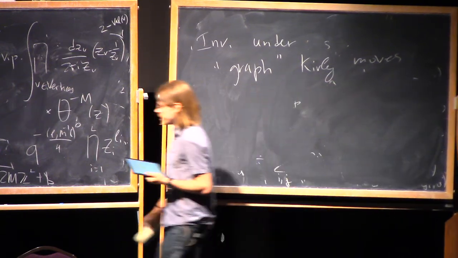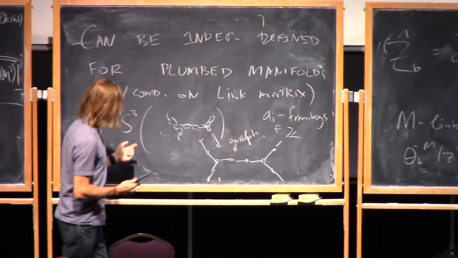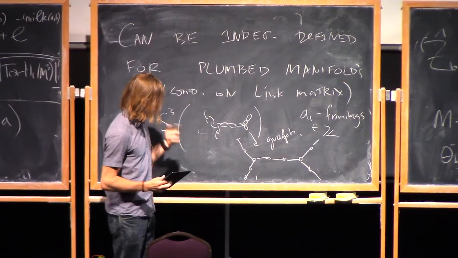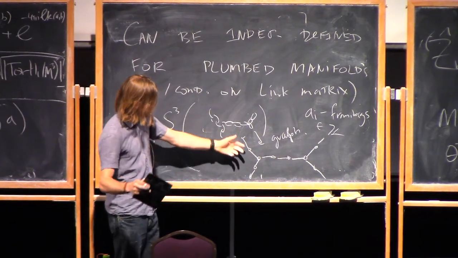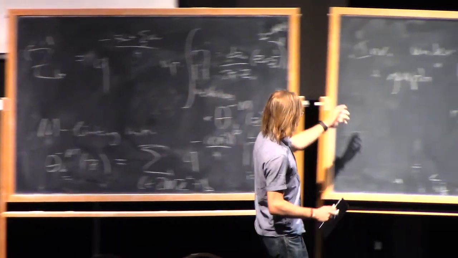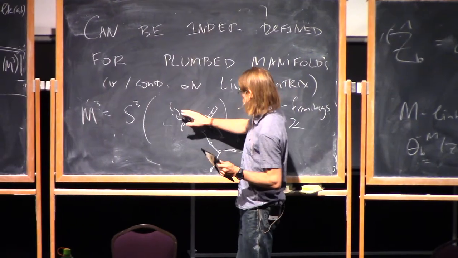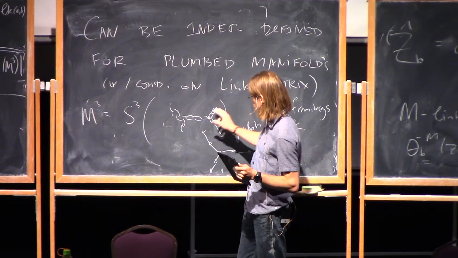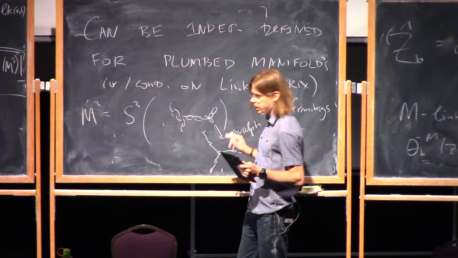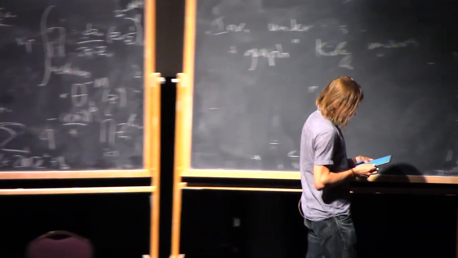Any two plumbed manifolds, associated to two different graphs, can be related by the special graph Kirby moves, some combination of the Kirby moves on graphs which I mentioned before, which takes you from one graph to another graph.